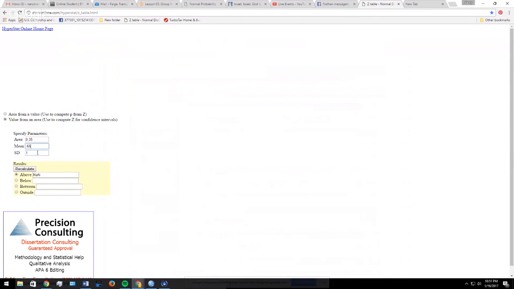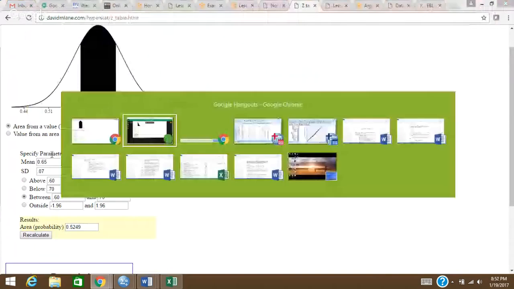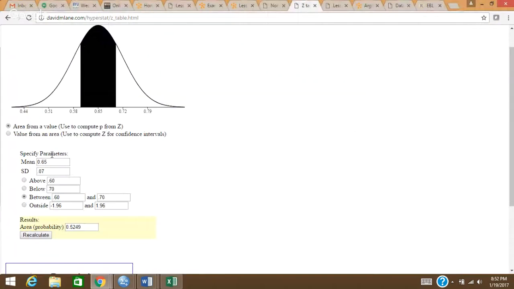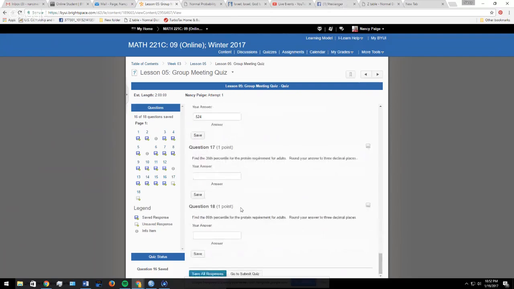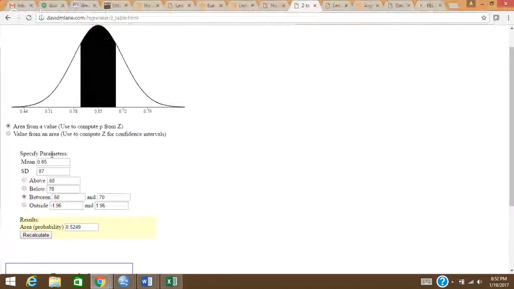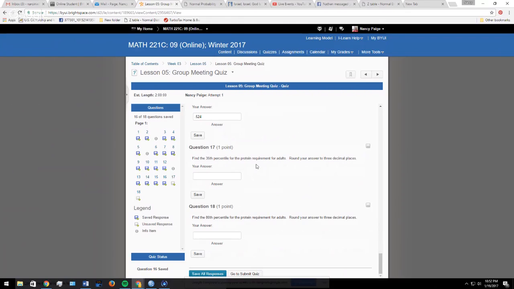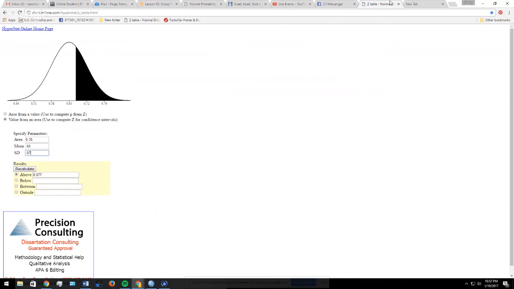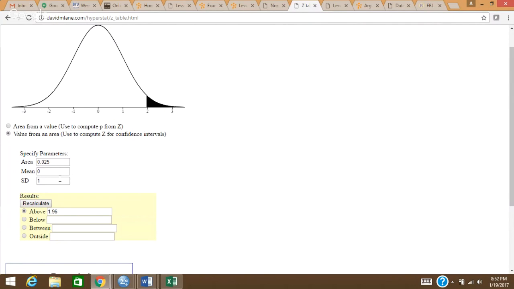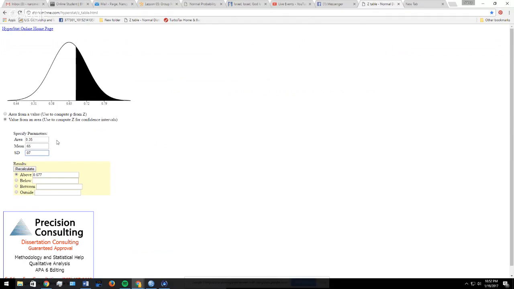I think this standard deviation is 0.07. Okay, what does the question say? Find the 13.45 of the protein required for adults. I don't remember this one. I think this one we have to do like an equation.